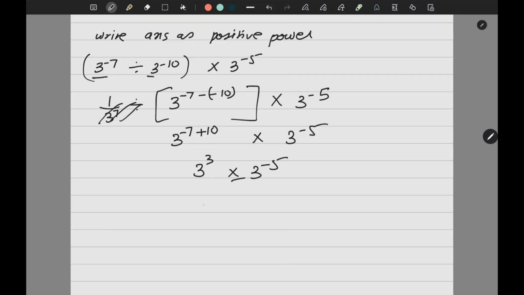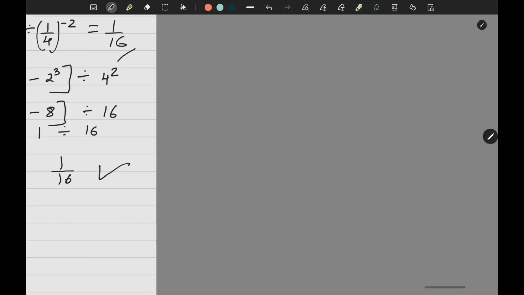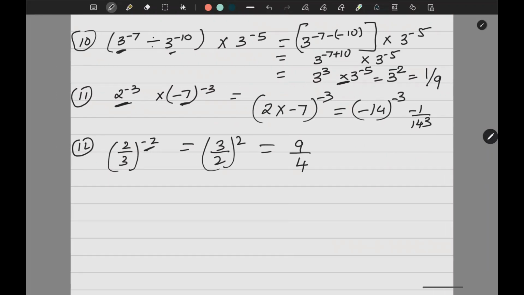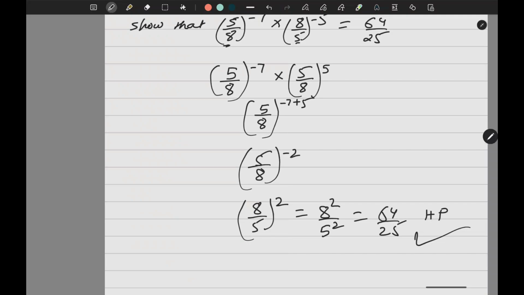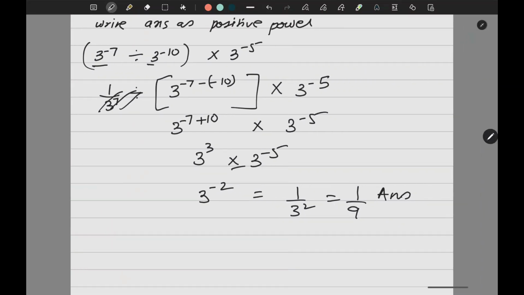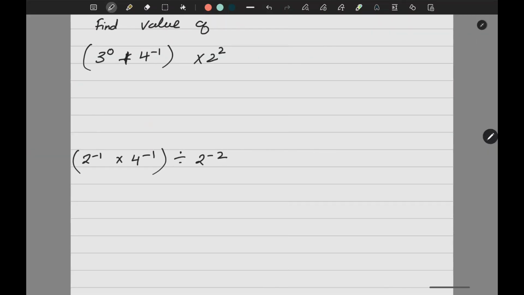Now apply the product rule. So 3 to the power minus 2. So that is 1 upon 3 square. That is 1 by 9. Answer. I think I have done this question. Maybe we have done it in the previous sheet. Okay, somewhere I feel we have done this question. Anyways, so we got the revision. We got the same question a second time.